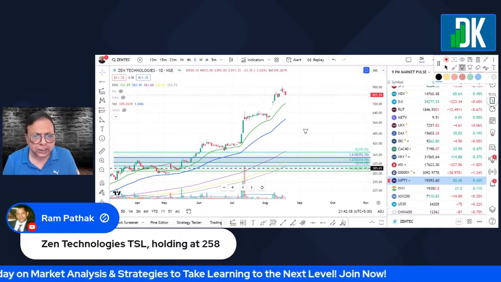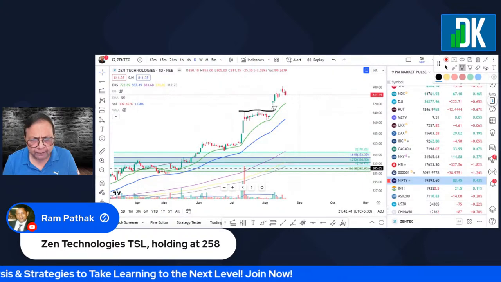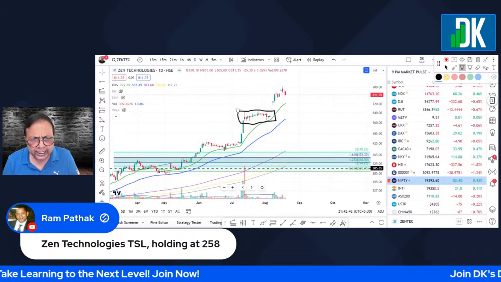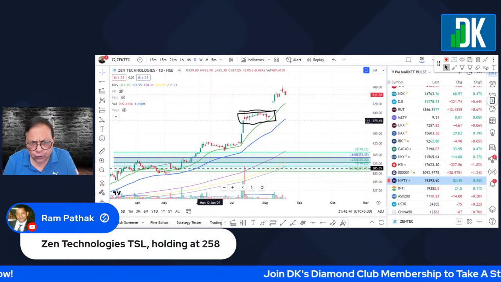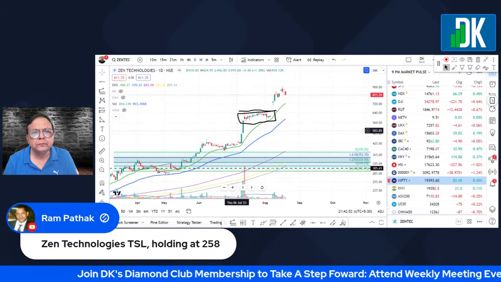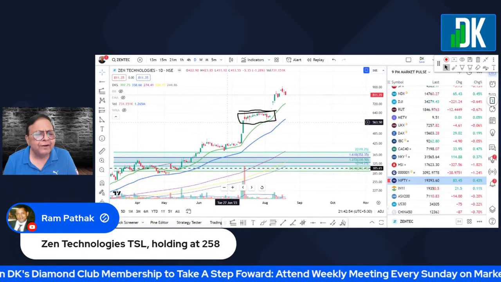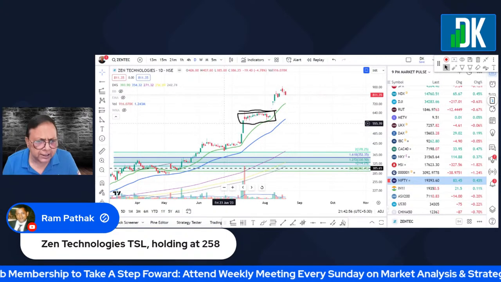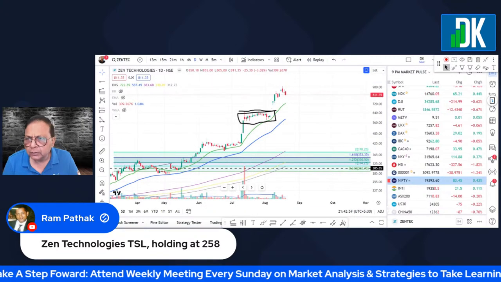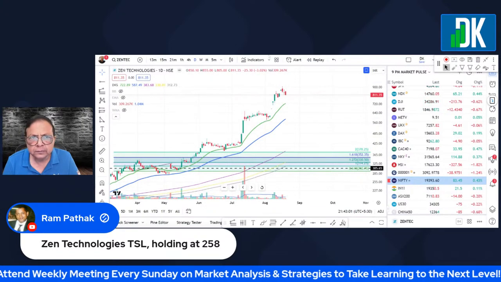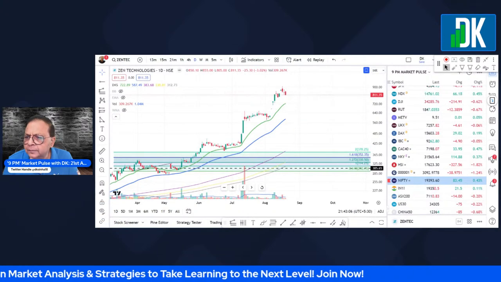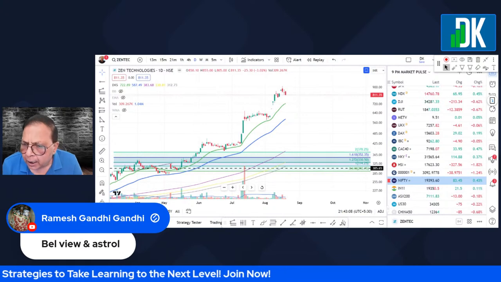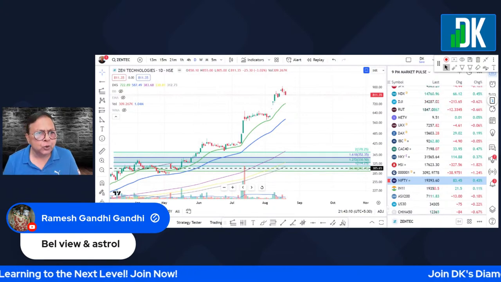Now, if you are a positional trader, then you have to keep the stop loss below this consolidation band, and if you see, your stop loss will come somewhere around 560, below 565.